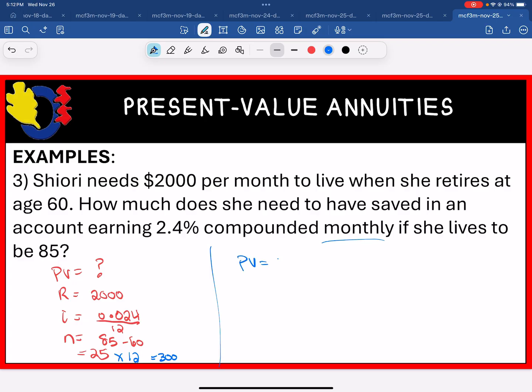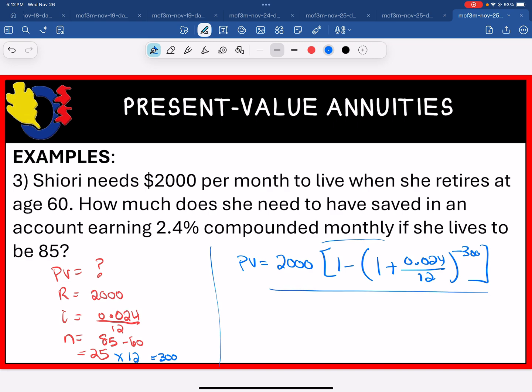PV is equal to, so let's go ahead and substitute into our formula. 1 minus 1 plus 0.024 over 12 to the exponent negative 300, all over 0.024 divided by 12. And go ahead and plug this into our calculator.